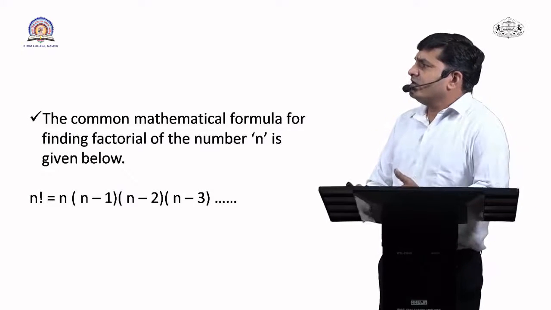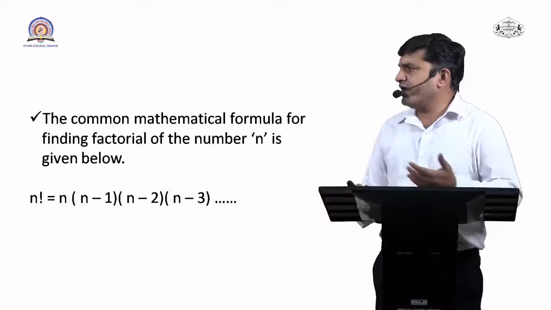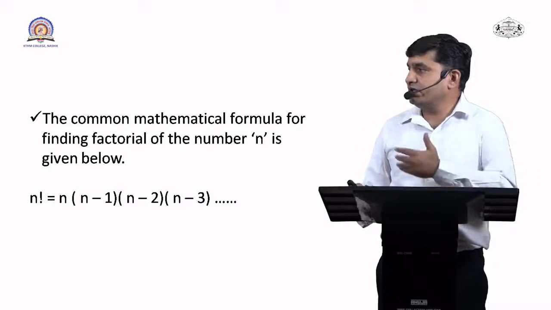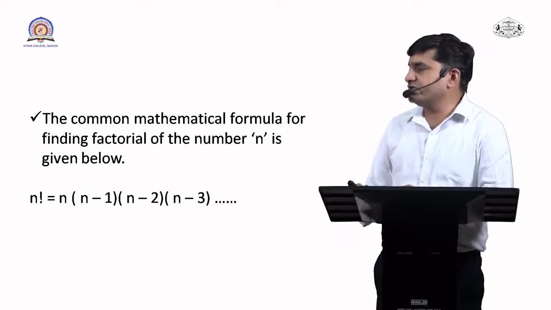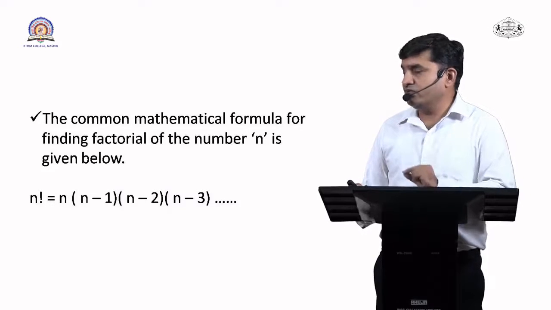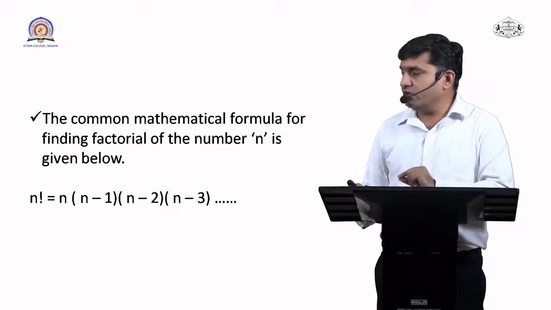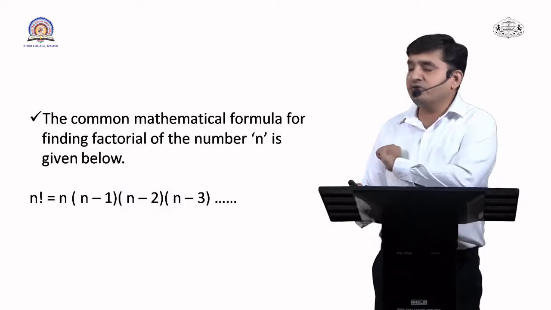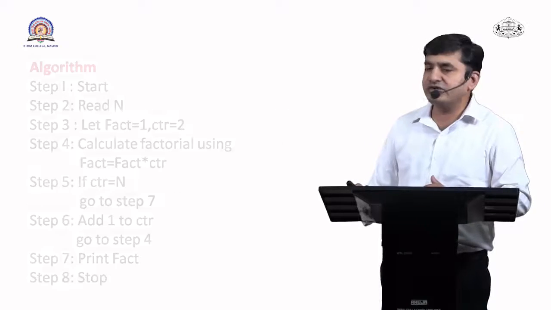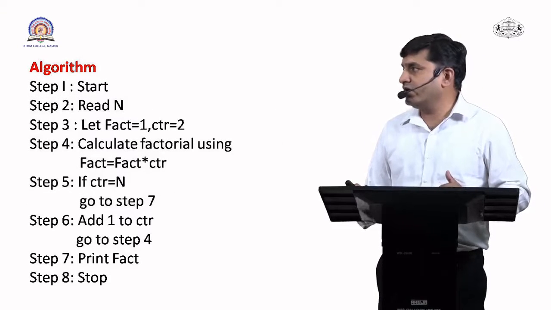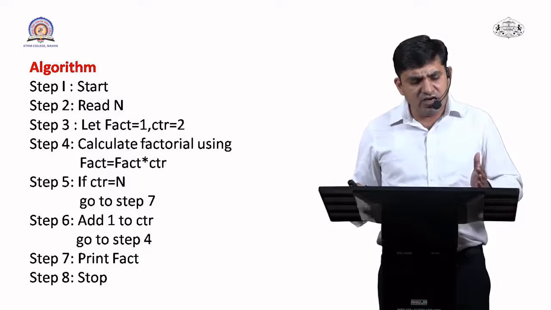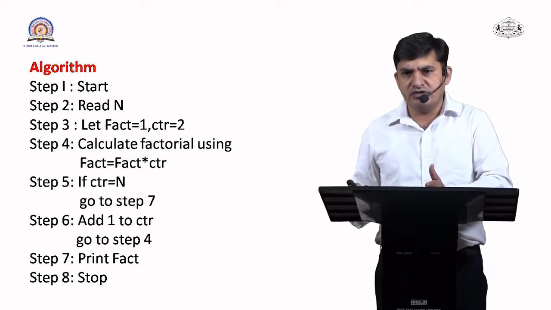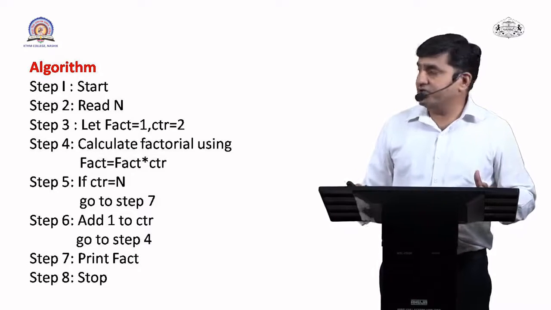The common mathematical formula for finding the factorial of a number n is given below. n factorial is equal to n into n minus 1 into n minus 2 into n minus 3, and so on. So this is related to the factorial of a given number. Now we have to see how to find the factorial of a given number. For that, first is the algorithm.